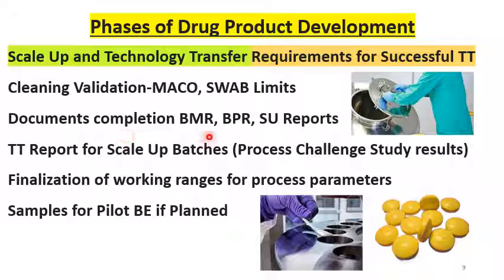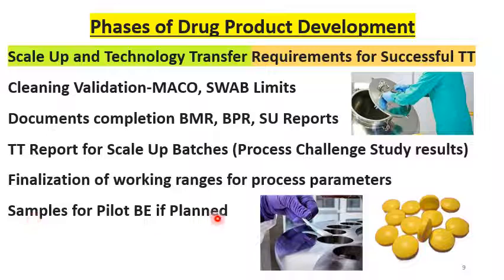Then document completion of BMR, BPR, scale up reports is required. TT report for scale up batches, that is process challenge study results. Here in the scale up, the process is challenged. Like if you take an example of the blending process, if from the R&D the blending time is given as 10 minutes, then below the 10 minutes, the time is challenged for the blending process, like 3 minutes, 5 minutes or 7 minutes, and at last the 10 minutes, to finalize the working ranges of the process parameters.